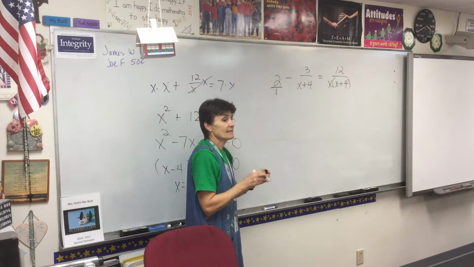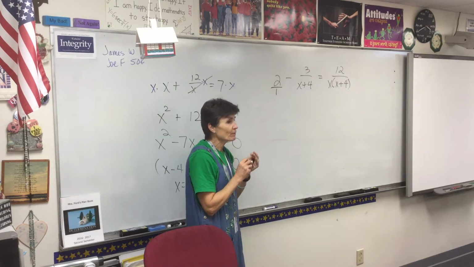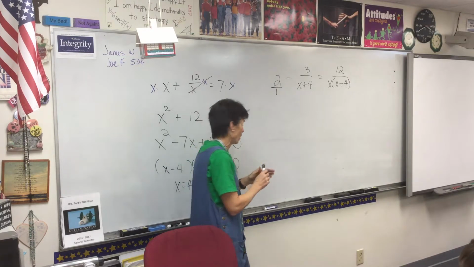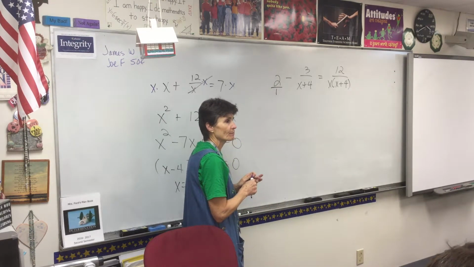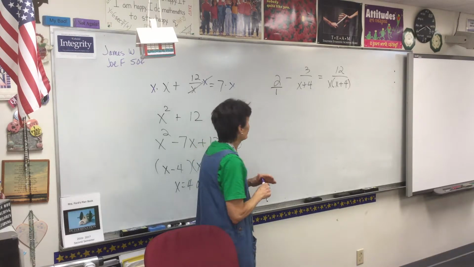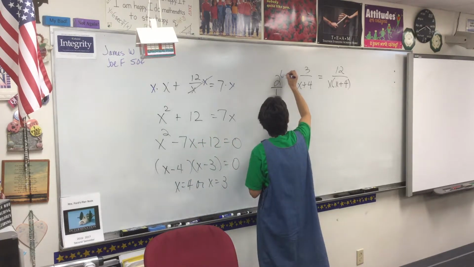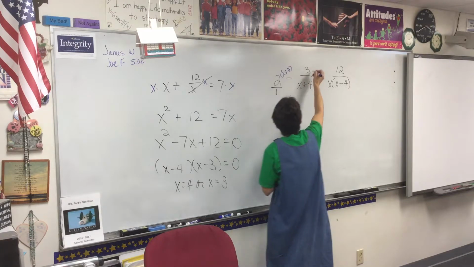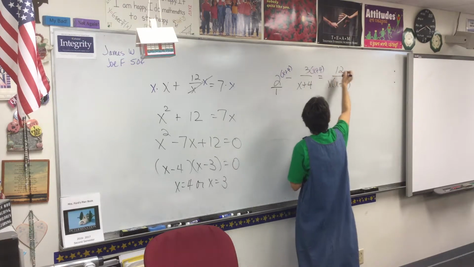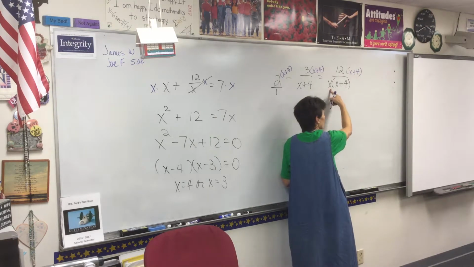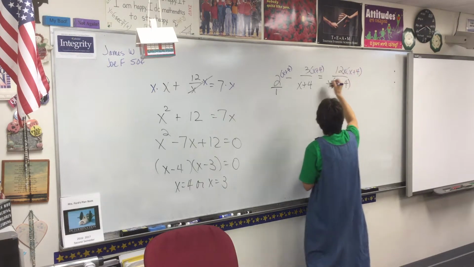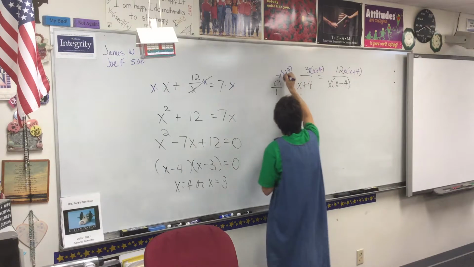And if I wanted to get rid of every fraction, I want to get rid of it all, what would I have to multiply by to make that happen? Would multiplying by x plus 4 be enough? No. Why not? Because you still have an x. So I guess I'm going to have to multiply by an x and an x plus 4.